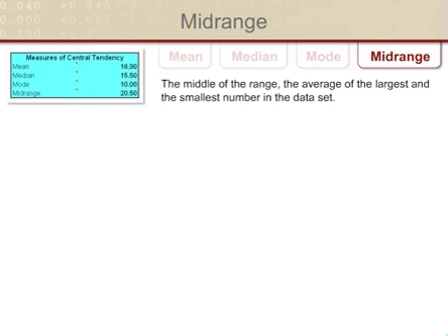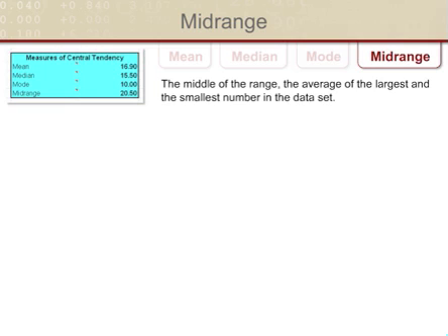The last one is midrange. The midrange truly is not used very often. It is the middle of the range. It is merely the average of the largest number and the smallest number in the data set. Well, the problem is that a really large number or really small number could be an outlier, and the midrange is still going to go smack dab between them all.